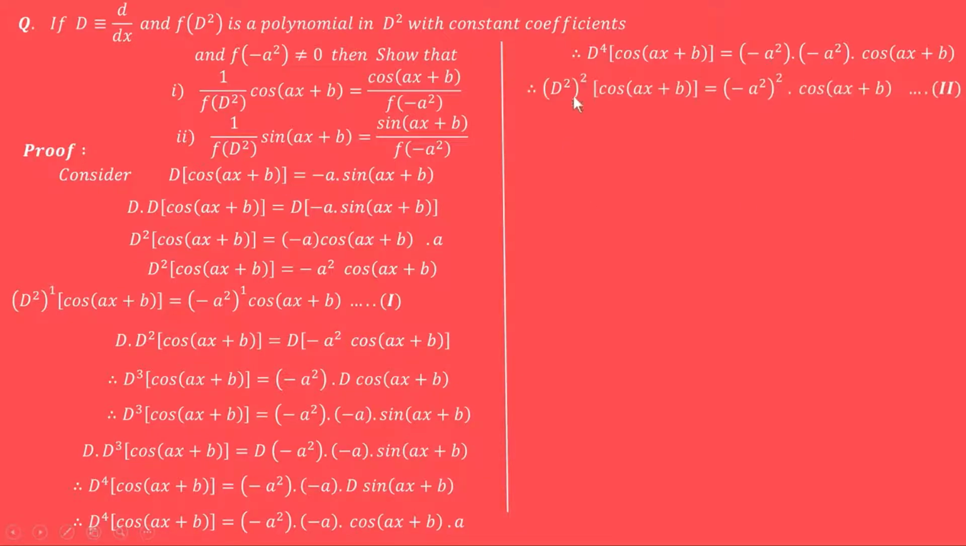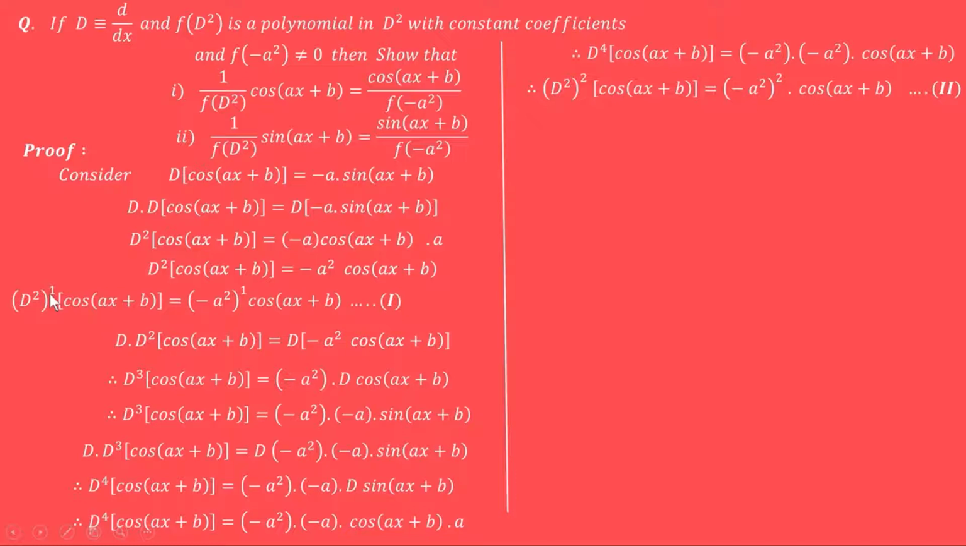And so we get D² cos(ax+b) equal to (-a²)(-a²), it is (-a²)² cos(ax+b). Denote this as equation number 2. Now observe equations 1 and 2.